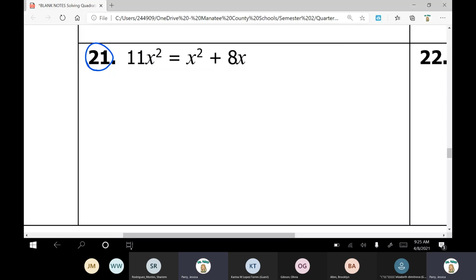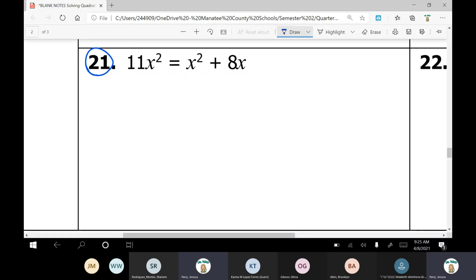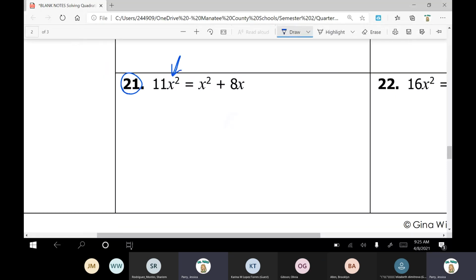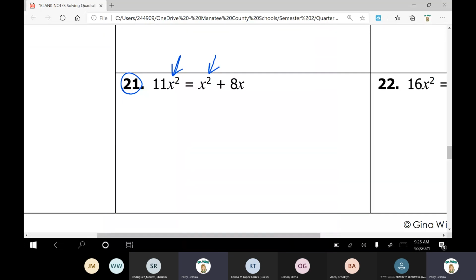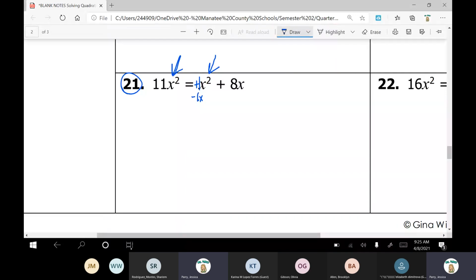Okay, so we've got, actually, let's see here. We've got 11x to the power of 2. And we also have this x to the power of 2. They're on different sides. So let's move this x to the power of 2 first. This is currently a positive 1x to the power of 2. So I'm going to move it to the other side, do the opposite. Minus 1x to the power of 2. And then over here, minus 1x to the power of 2.